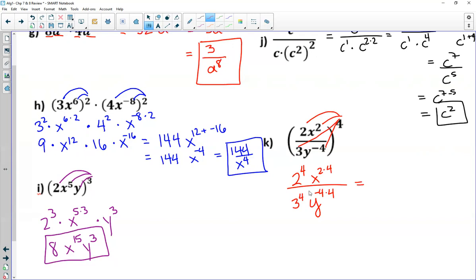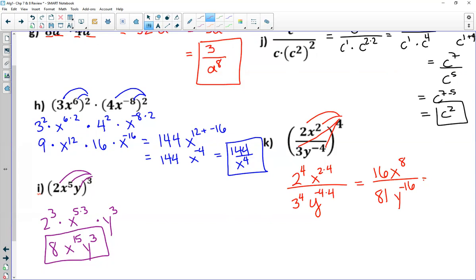Okay, I'm going to go ahead and simplify these things. 2 to the 4th, 2 times 2 times 2 times 2 will give me 16. I'll then have x to the 8th. 3 to the 4th, 3 times 3 times 3 times 3 will give me 81. And then I'll have y to the -16th.